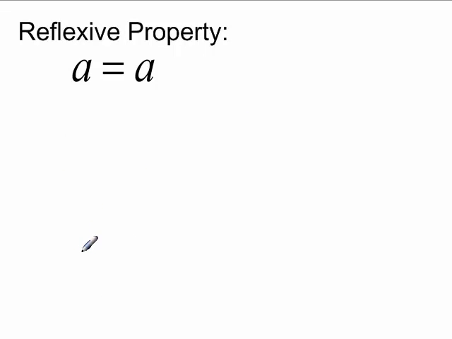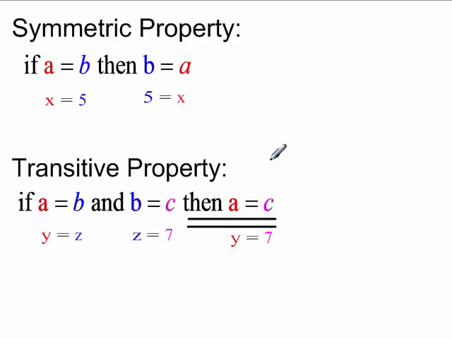Reflexive property. Pretty straightforward. Something is equal to itself. So x is equal to x, 5 is equal to 5. Congruence in a minute or two. Symmetric property. If a equals b, you then flip the order and say b equals a. So if x is equal to 5, 5 is equal to x. Transitive property is going to be that if a is equal to b, and b is equal to c, then you can make the jump of going straight from a to c. My example is if y equals z and z equals 7, you can go right over here and say y is equal to 7. That's done.